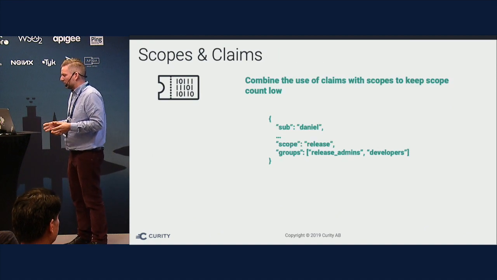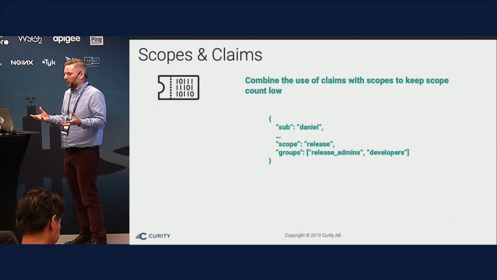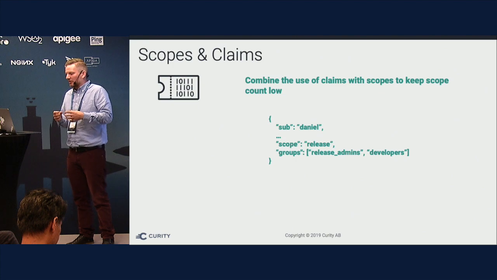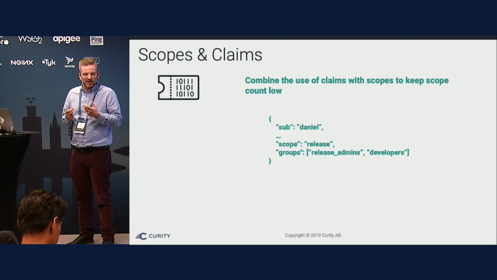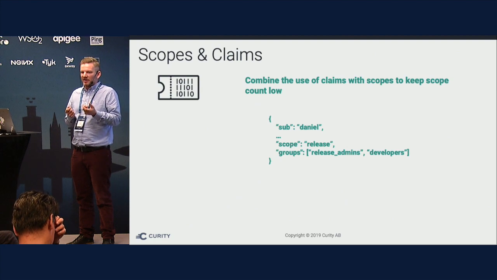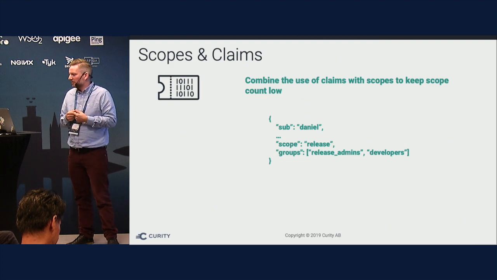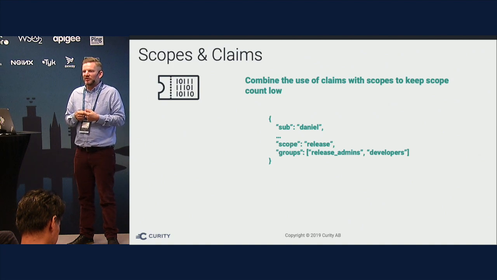So in this way, we can look at the whole token. We don't just use the scope, which is what OAuth usually says, that scope says permissions. We can look at the groups. In this case, we have the release API, which has a policy that says that if you are going to post to this API, you have to be part of the release admins group. If you're going to read it, it probably is enough if you have the release scope.